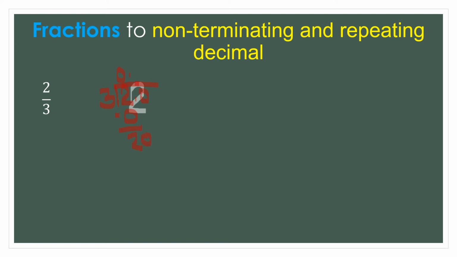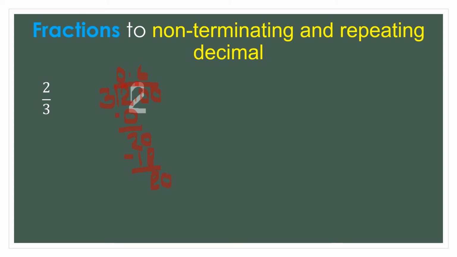20 divided by 3 is 6. 6 times 3 is 18. And then we subtract. 20 minus 18 will give us 2. There is a remainder. Therefore, we need to add another 0 and bring it down.